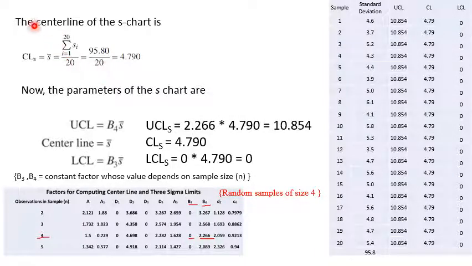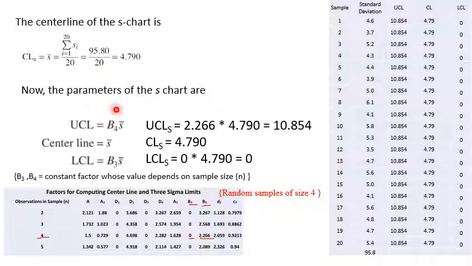So here is the solution. First we calculate the center line for the S chart. The formula is: center line for S is equal to S bar. S bar is simply the summation of S divided by the number of samples. This is the table given in the question. So summation S is equal to 95.8, divided by the total number of samples, which is 20. So 95.8 divided by 20 is equal to 4.790.